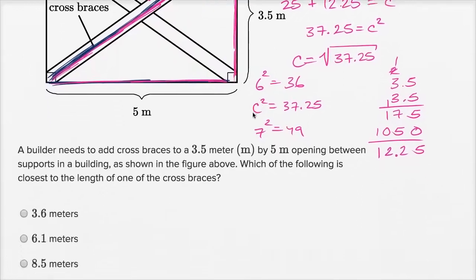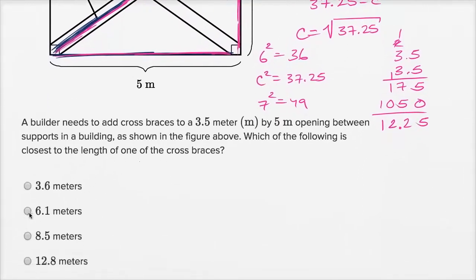And so let's see, out of our options right over here, 6.1 is looking pretty good. It's definitely not going to be 8.5. 8.5 squared is going to be greater than 64. So it's not going to be that. 3.6 meters squared, well, that's going to be less than 16. So 6.1 is looking good. This is going to be a little bit more than 36, which 37.25 is. It's a little bit more than 36.